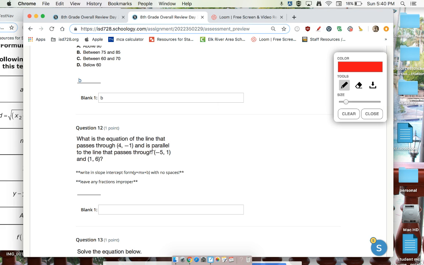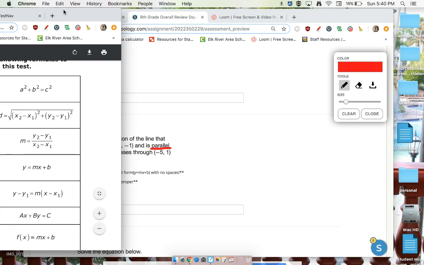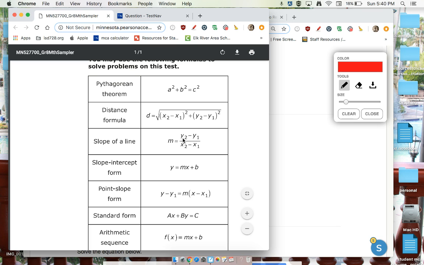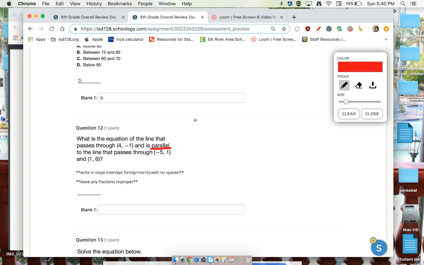Okay, so parallel means that your slope is the same. So I'm going to find the slope between these two points, and then that is the slope of my line that goes through this point. So slope is second y take away first y, over second x take away the first x. So I'm just going to write s.